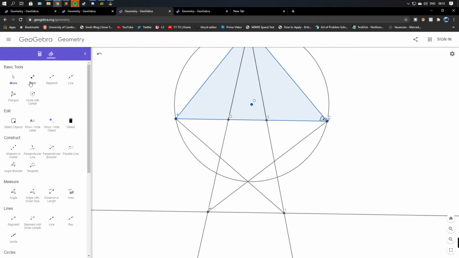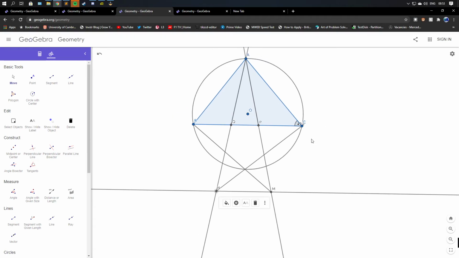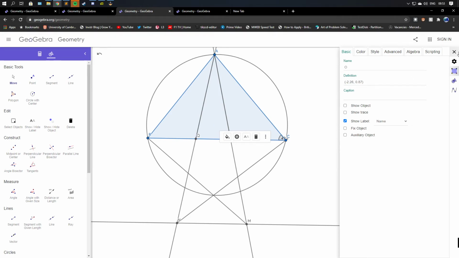But let's just go about renaming everything so everything is in the right place. Let's get a point. This one, settings. Okay, so this one is P. This one is Q. This one is M. And this one is N. Now, this is quite a nice question because they've given us a lot of information. Actually, we're not going to need the circumcenter, so let's hide that as well. It's just cluttering up the diagram.